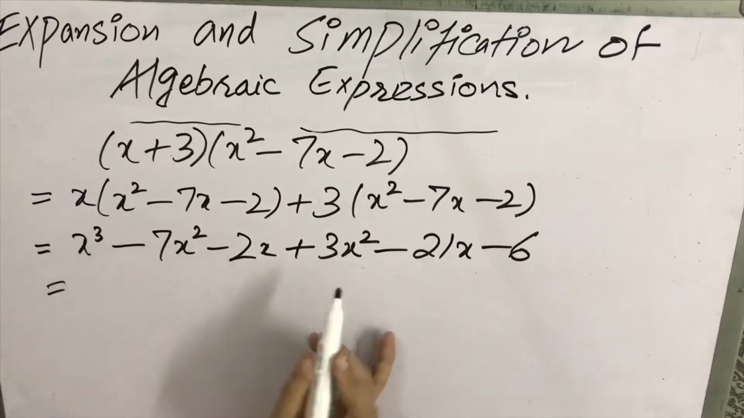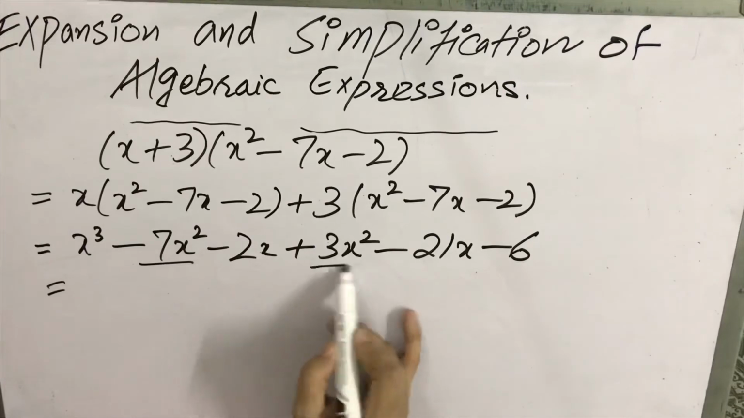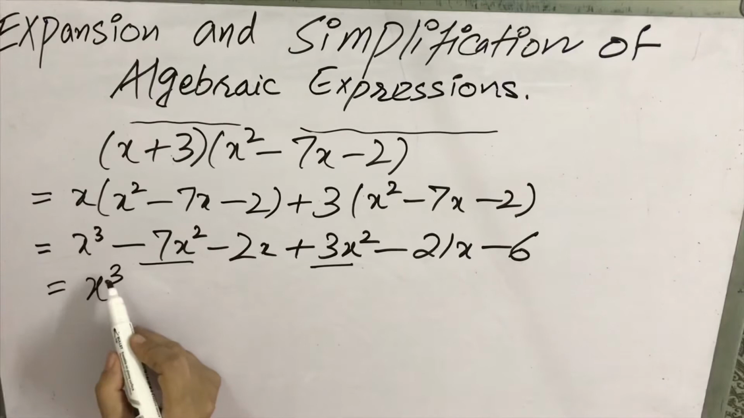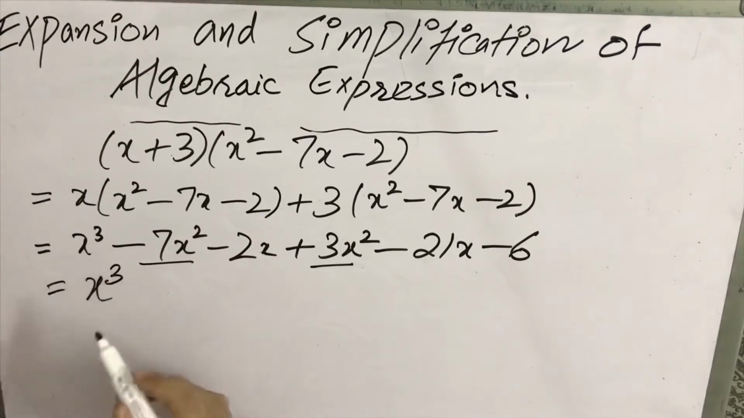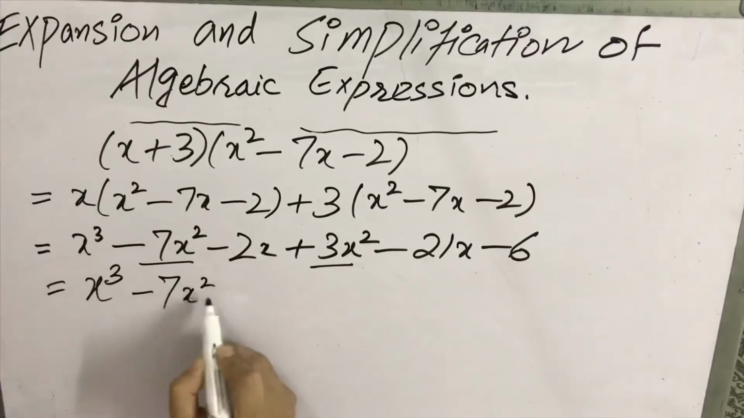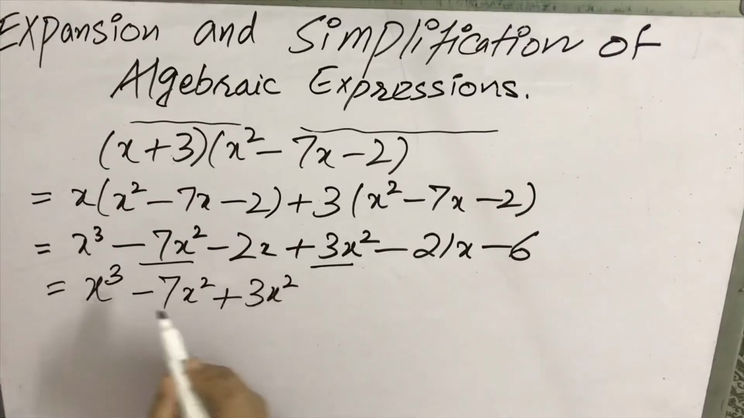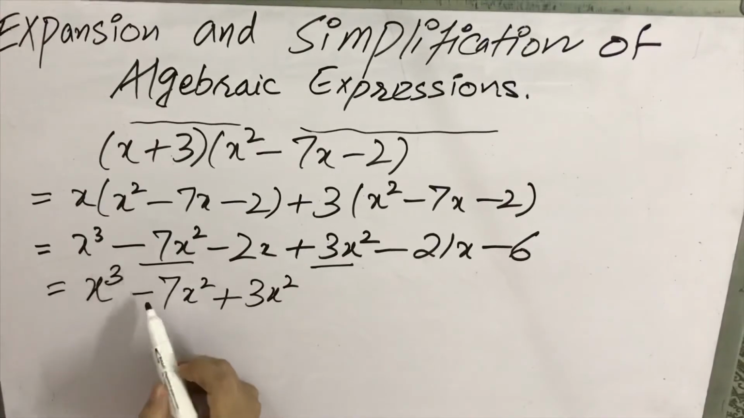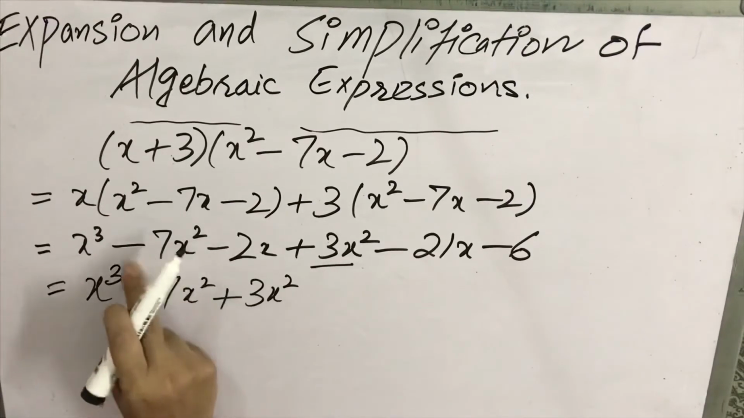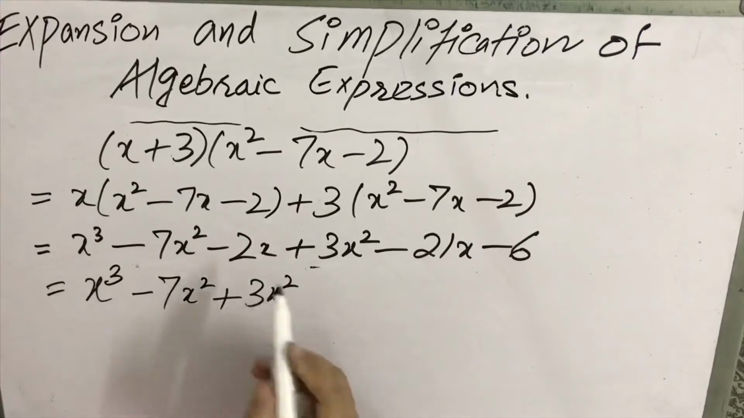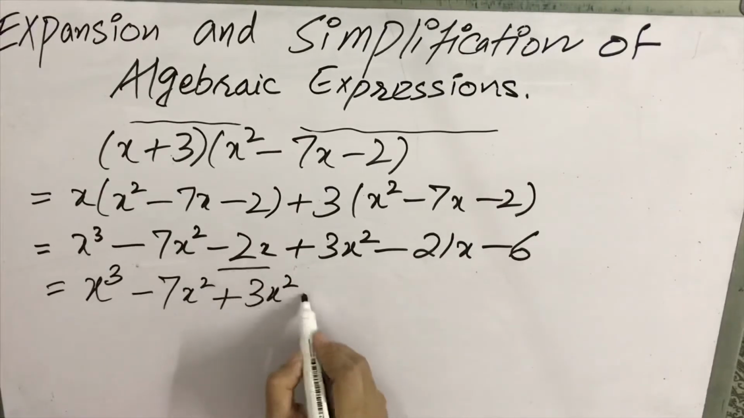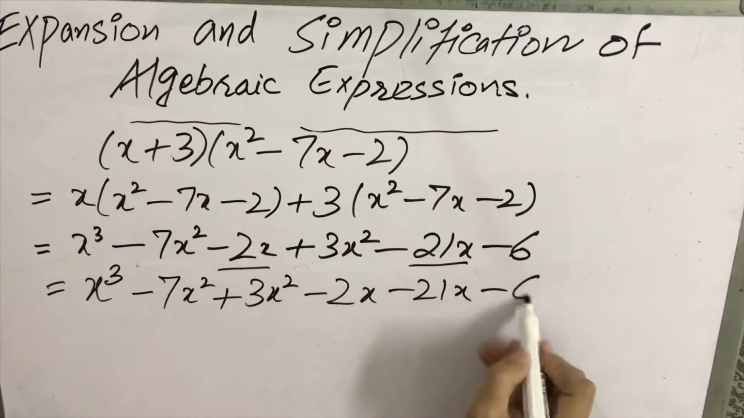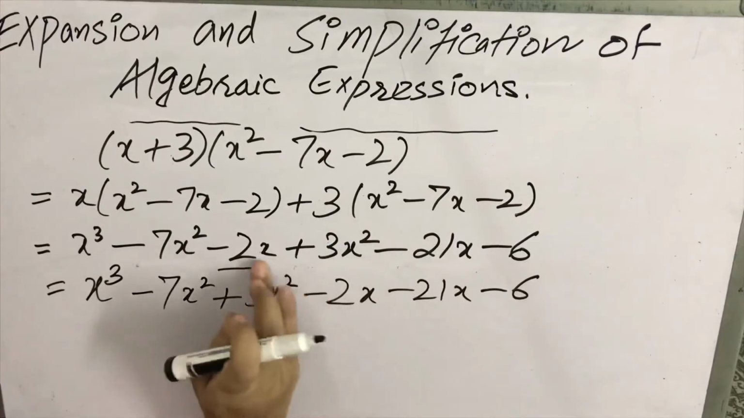Expansion done, brackets removed. Now we are going to arrange. First term is definitely with the maximum index power, that is 3. Then we shall have the power 2 terms. One more thing, if you are taking 7x square, this is negative 7x square, so minus sign will come with 7x square and positive sign will come with 3x square. Now we have minus 2x, minus 21x, and at the end we have minus 6.